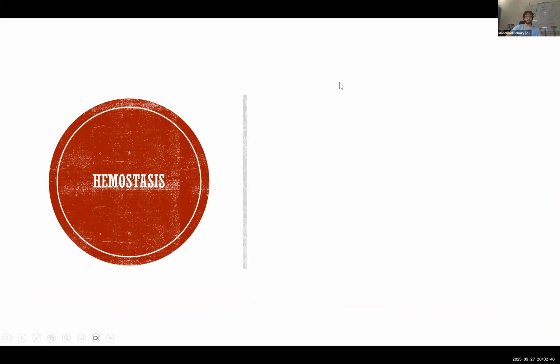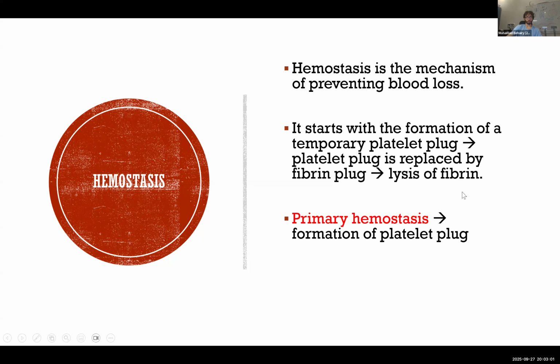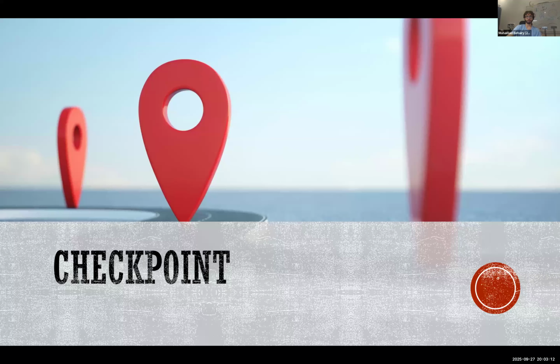Of course. But it starts, as we said, by forming a temporary platelet plug, which will later be replaced by a fibrin plug. And when the bleeding finally stops or the injury is over, we're going to lyse the fibrin and break it down. But as we said, primary hemostasis is about forming the platelet plug. Secondary hemostasis refers to the clotting cascade, which will lead to fibrin. Okay? Let's go to this checkpoint. Does anyone have any questions?